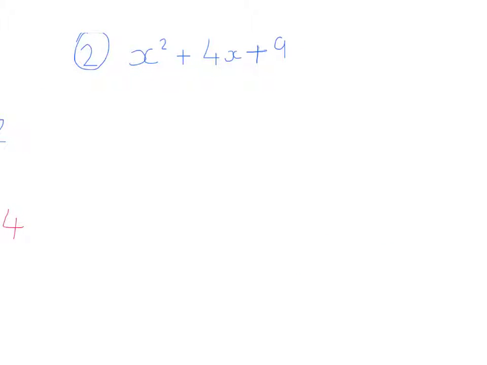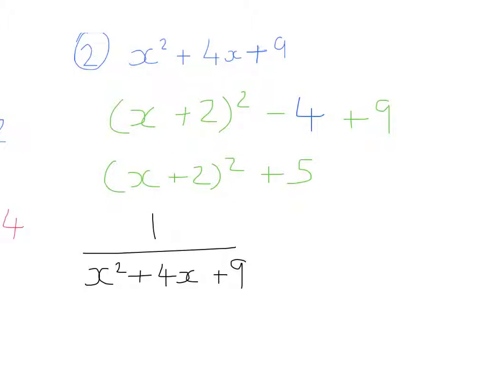The second question is very similar, except for the second bit. So I'd halve this coefficient, square it, take away whatever this value here is squared, take away the 4, and then plus 9. Simplify that to get x plus 2 squared plus 5. Now the next part of the question asks, what is the greatest value of 1 over what we have just completed the square on? These are the same things.